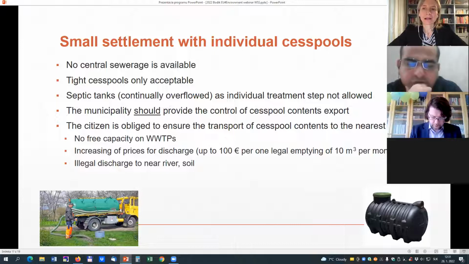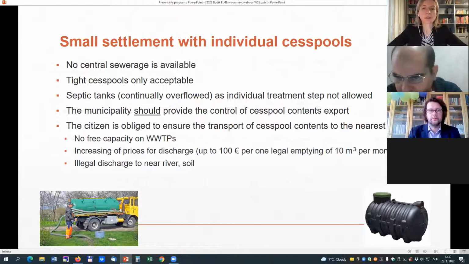It is the highest price for this type of wastewater treatment. And then we have many illegal discharges to nearby rivers and to soil, and it is not easy to control this illegal discharge, because during the night the pump goes to the cesspool and then to the river or somewhere to the soil. The environmental awareness of our people is really also an issue.